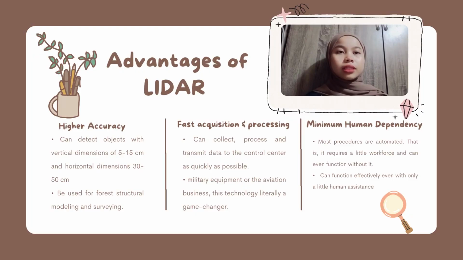The significant advantage of the laser is its higher accuracy. For example, the laser can detect objects with a vertical dimension of 5 to 15 cm and a horizontal dimension of 13 to 15 cm. Furthermore, the laser can be used for forest structural modeling and surveying, and the multiple outputs of the computation can be used not only with surface or ground level, but also for the intermediate level.